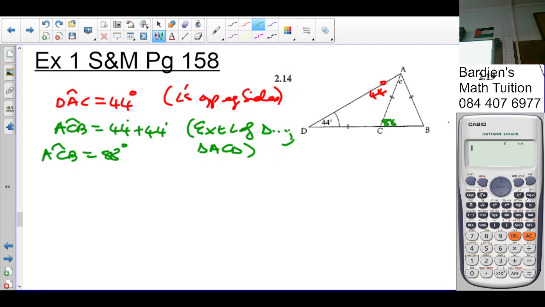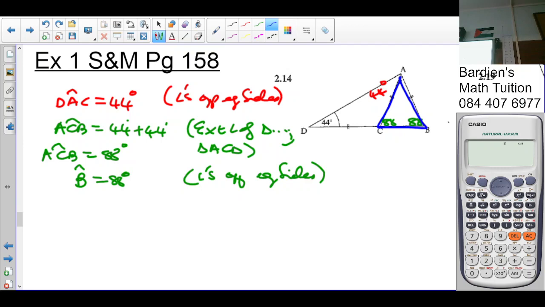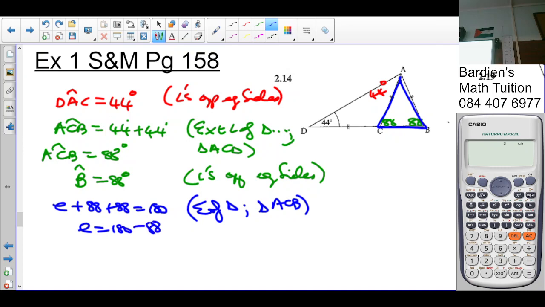Now what? Angle B is also 88. Why? Angles opposite equal sides. Now you're going to calculate E. Why? Sum of angles of a triangle. So E plus 88 plus 88 is equal to 180. Sum of angles of a triangle, and it's triangle ACB. So E is equal to 180 minus 88, which is 92, minus 88 is 4. Okay, there are quite a bit of marks here.